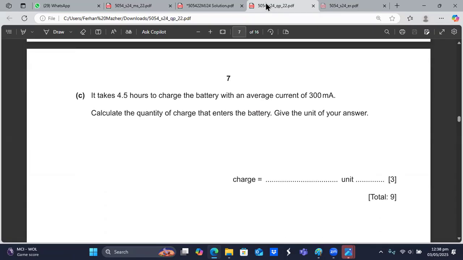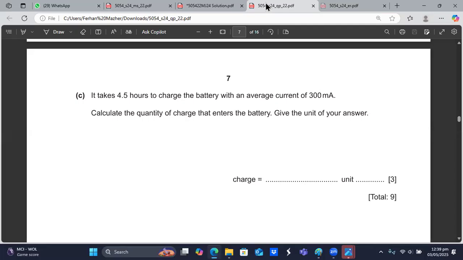It takes 4.5 hours to charge the battery with an average current of 300 milliampere. Calculate the quantity of charge that enters the battery. Give the unit of your answer. We know the current, we know the time, and we want to find out the charge.